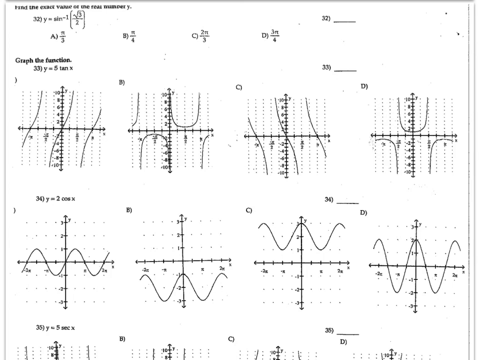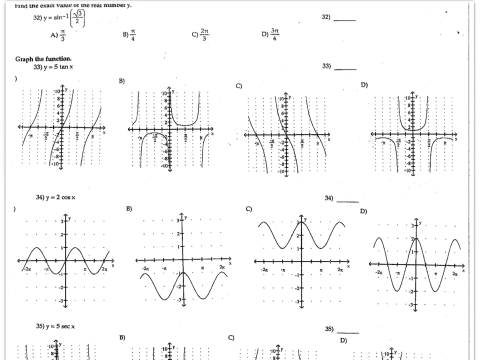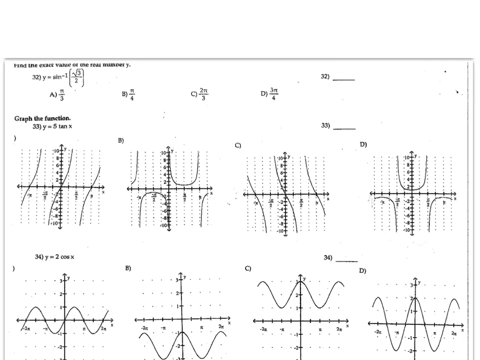Okay, so on page 4, number 32, it says find the exact value of arcsine of square root of 3 over 2. So how do I get the angle in which sine is the square root of 3 over 2? What angle would that be? 60? This is 60, right? Pi over 3, which is 60. So sine opposite is the square root of 3. Hypotenuse is 2. So that angle must be 60, which is pi over 3. So that was A.